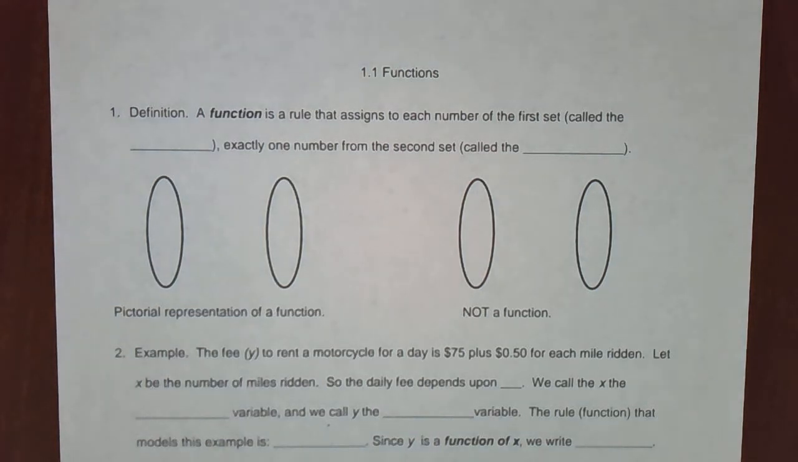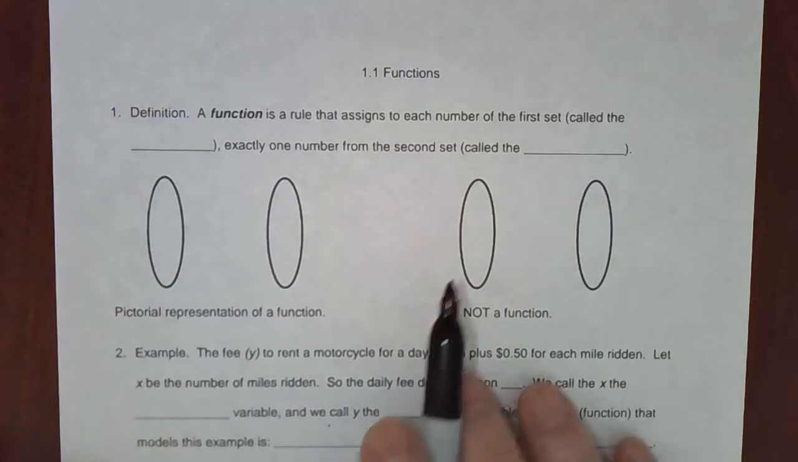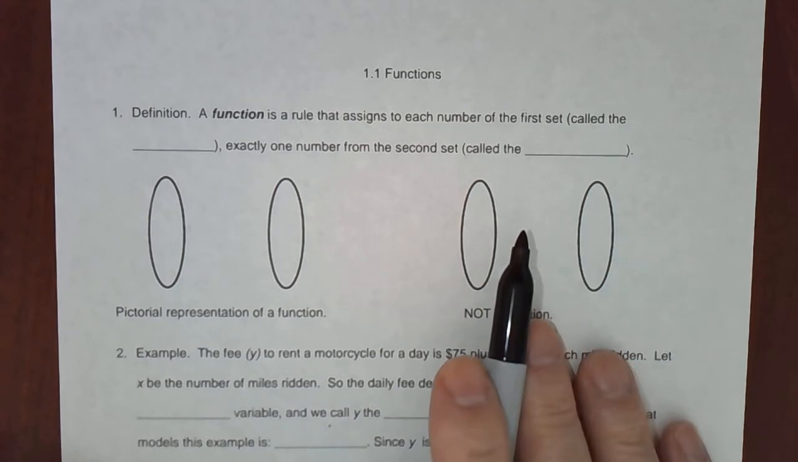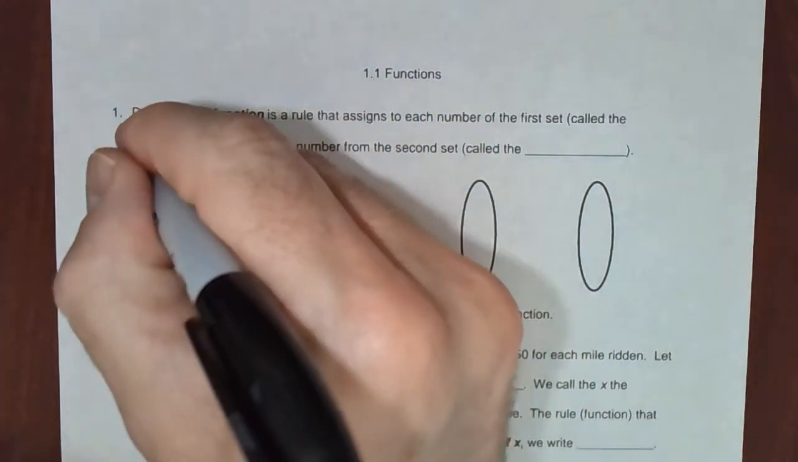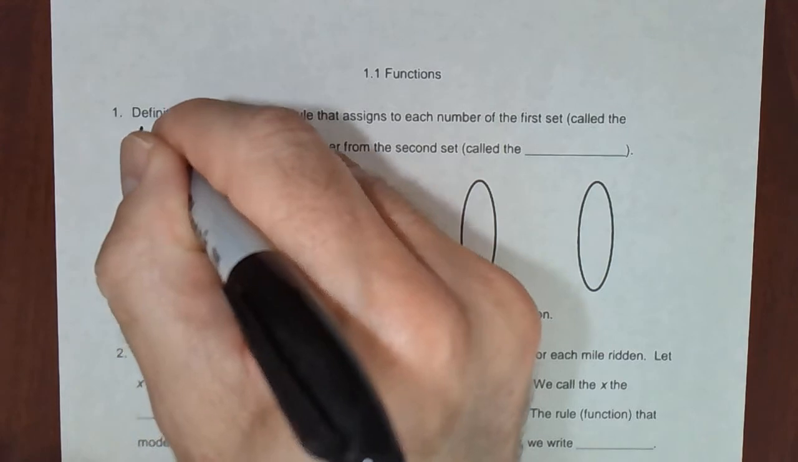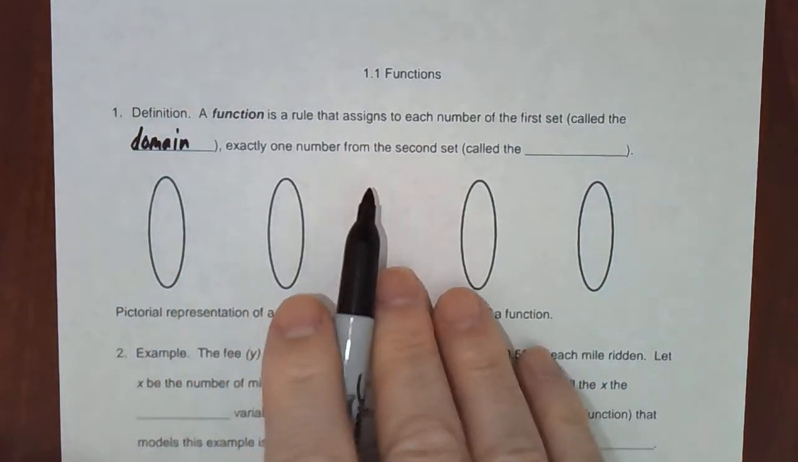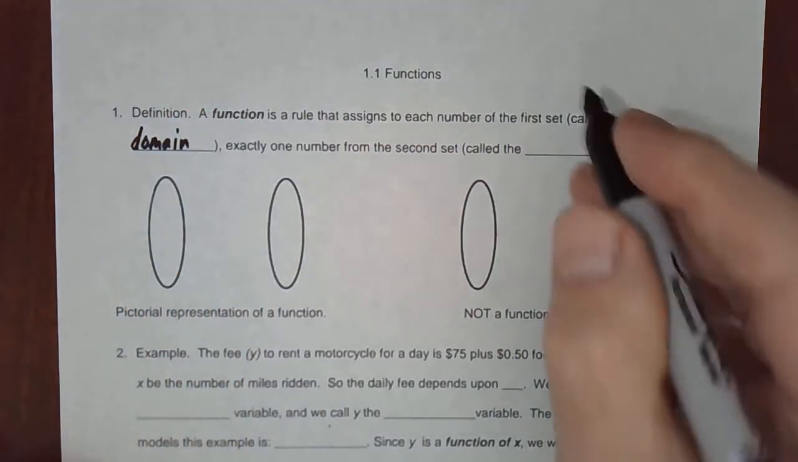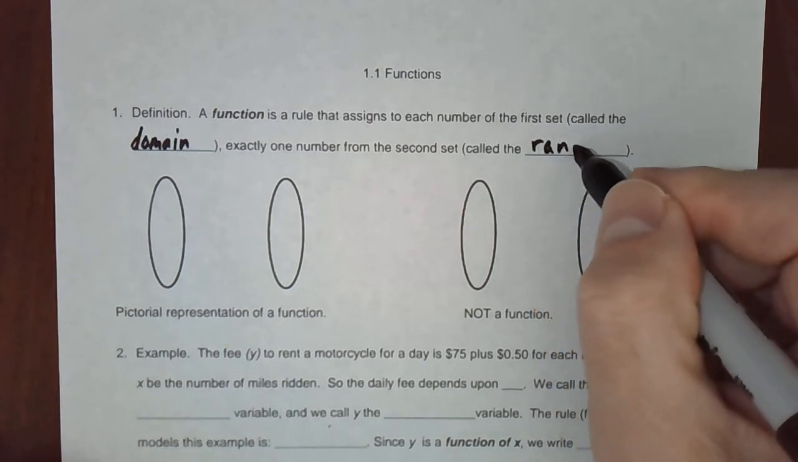In this video, we're going to begin our discussion about functions. A function is a rule that assigns to each number of the first set, which is called the domain, exactly one number from the second set, which is called the range.